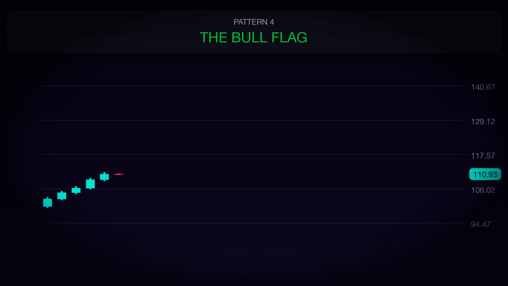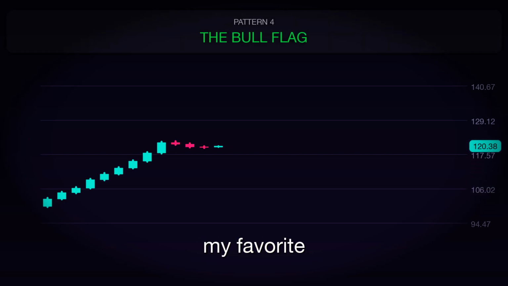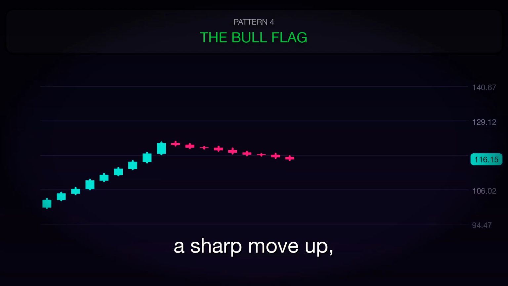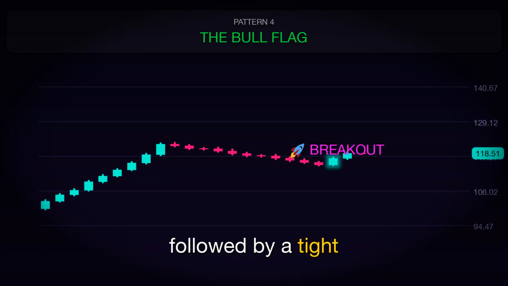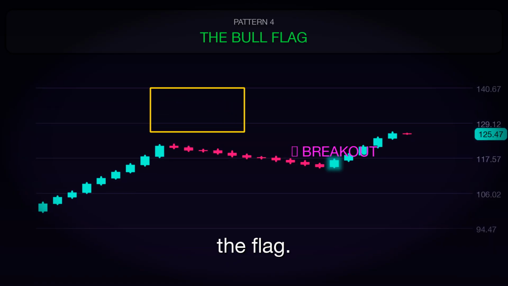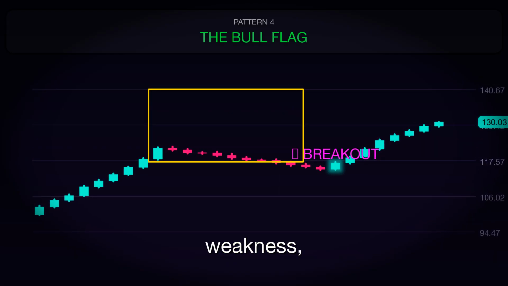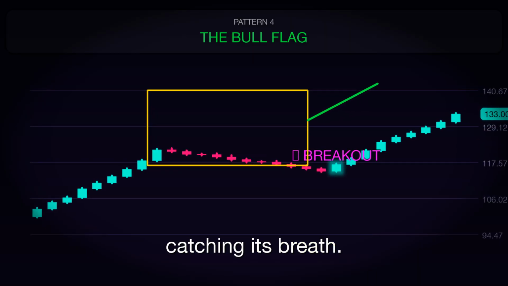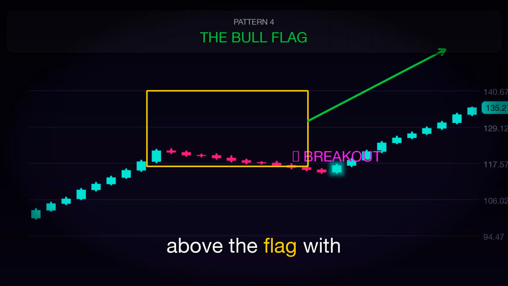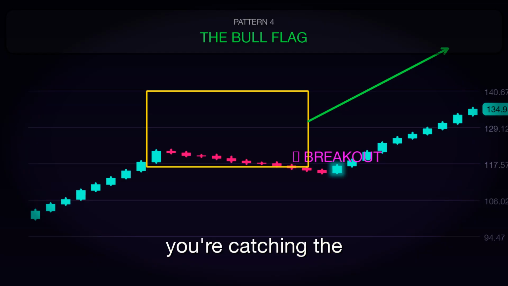Pattern 4, the bull flag, my favorite continuation setup. A sharp move up, the pole, followed by a tight sideways pause, the flag. That pause isn't weakness, it's the market catching its breath. When price breaks back above the flag with momentum, you're catching the next leg of an existing trend.